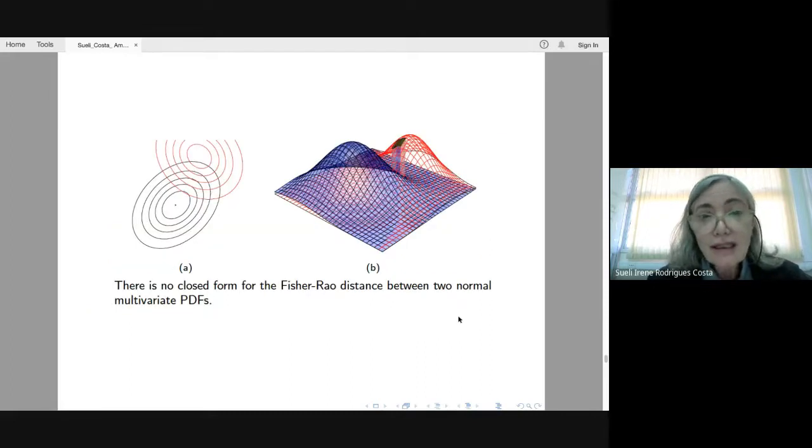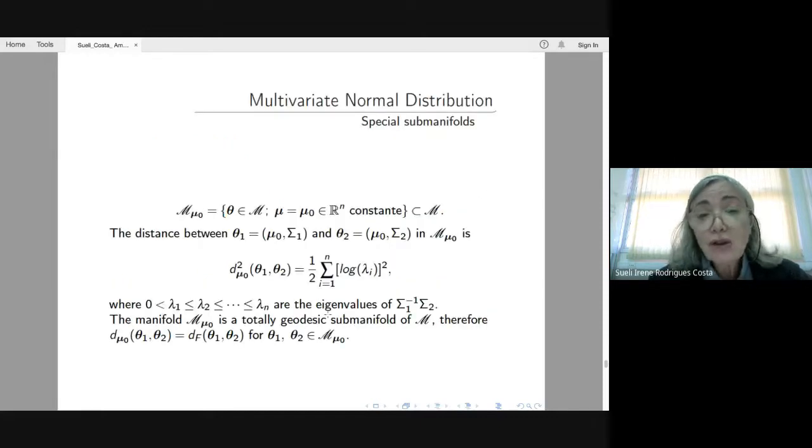Now, this is an example of two normal distributions here in two variables, and here there are the level curves of this. So just to illustrate the normal distribution, and there's no closed form for the Fisher-Rao distance between two normal PDFs in this dimension n, right? So what you can do, just to illustrate and to set some bounds, is consider some special submanifolds, right? If you consider the submanifold when the mean is constant, right?